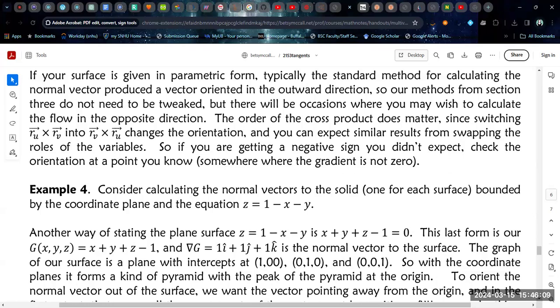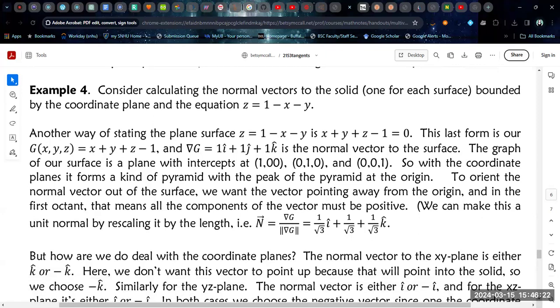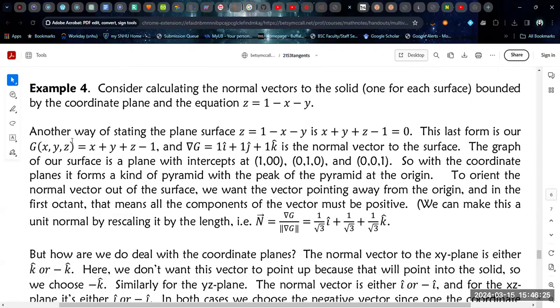Now let's consider calculating normal vectors to the solid, one for each surface bounded by the coordinate planes and the equation z equals 1 minus x minus y, so that we can think about the orientation. So another way of stating the plane is x plus y plus z minus 1 equals 0. So this has one side equal to 0, so we can make this our g equation. And then grad g will just be 1, 1, 1. So that's our normal vector to the surface.